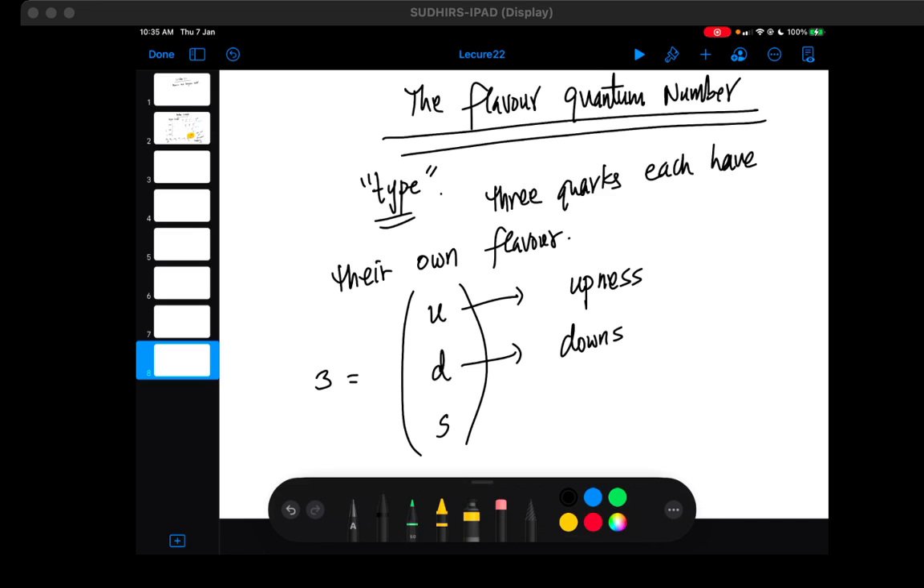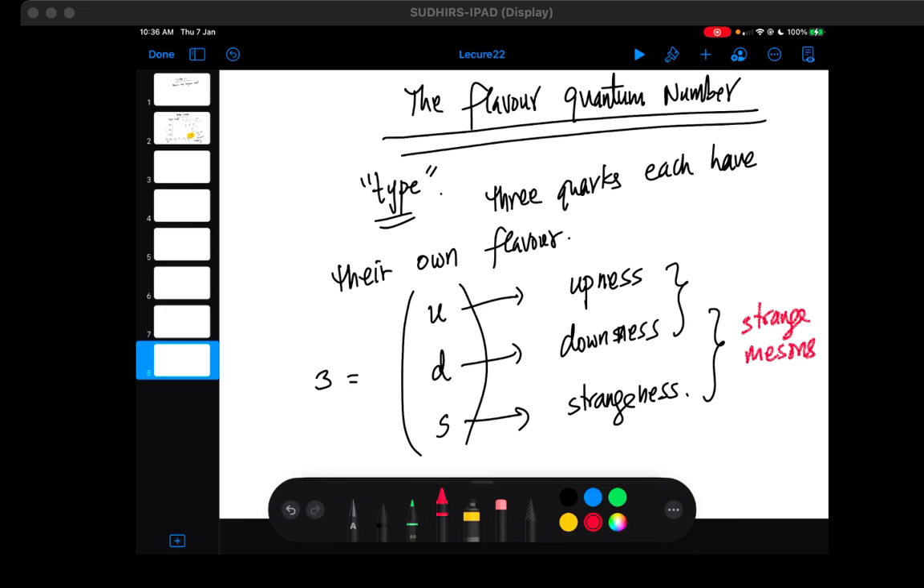The bound states which are made up of upness and downness do not contain the strange quantum number. Similarly, the bound states which contain the strange quark are strange mesons and strange baryons. So these others do not contain strange.